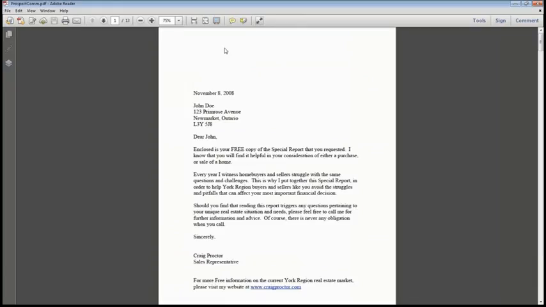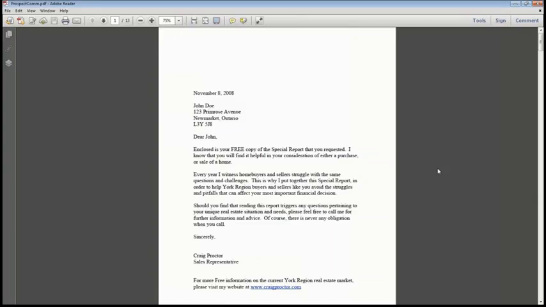What I've done here for prospect communication is I've given you some of the cover letters that go out when prospects request specific information. Okay, now you can just model after these or knock them off. The first one is just a generic letter. You can use this cover letter when you're sending out any one of my free special reports. So it says, Dear John, enclosed is your free copy of this special report that you requested. I know that you'll find it helpful in consideration of either a purchase or sale of a home.